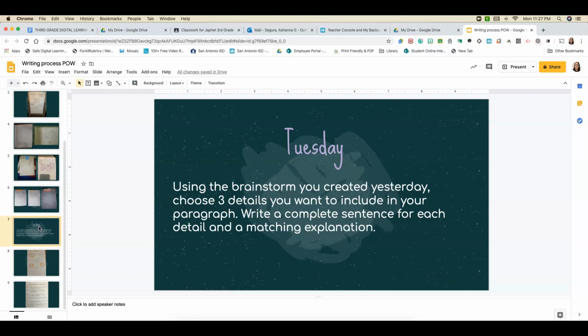I hope that makes sense. If not, I'm going to show you an example in just a minute. So choose 3 of your details, go back to your graphic organizer, and choose 3 details that you want to write about.